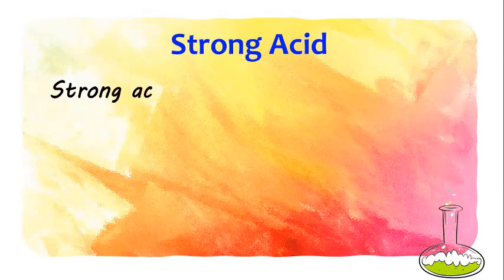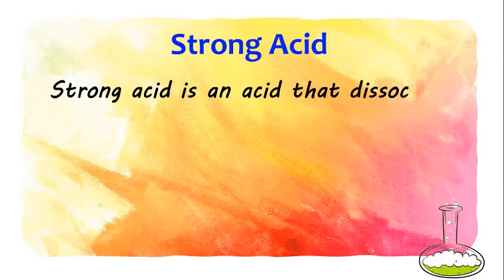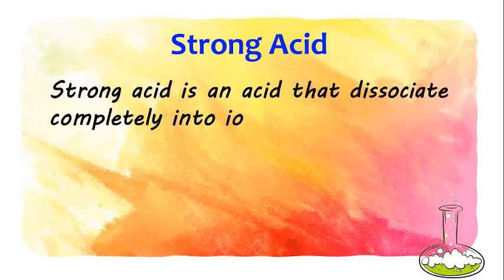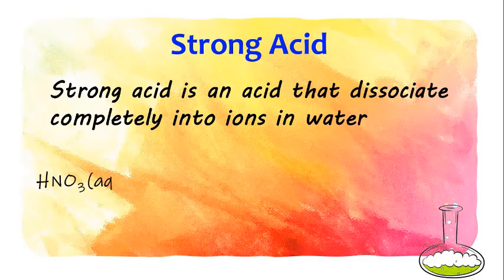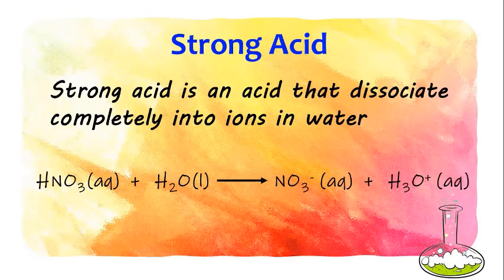Strong acid. Strong acid is an acid that dissociates completely into ions in water. For instance, nitric acid plus water produces nitrate ion and hydronium ion. In this chemical equation, we use single arrow to indicate a complete dissociation of an acid.